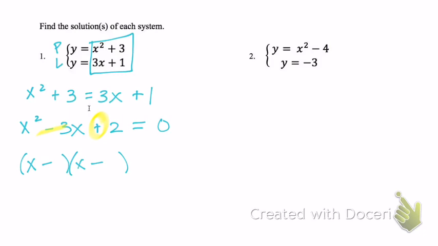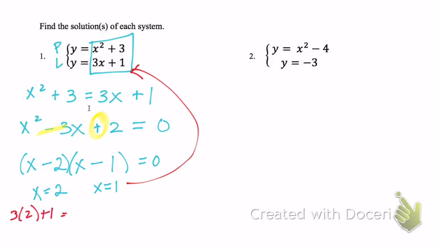An x here, an x here. And factors of 2, there's only one option: 1 and 2. Set them equal to 0, so x equals 2 and x equals 1. Then I need to plug them back into an original. So my final answers would be 2, 7 and 1, 4.